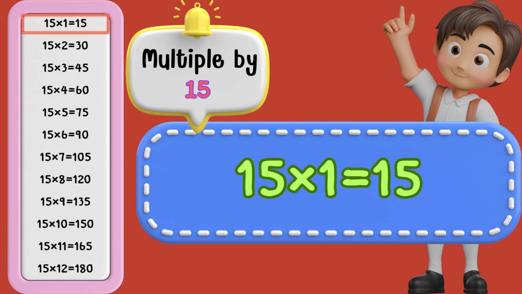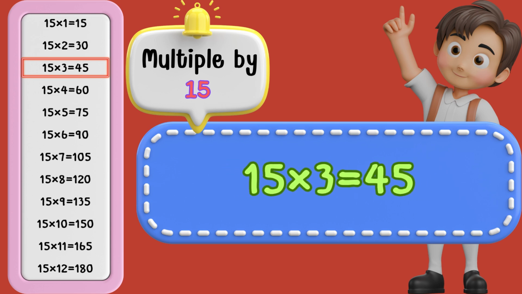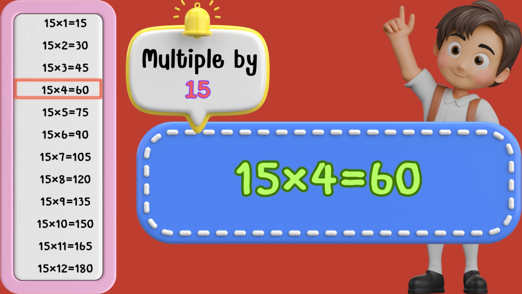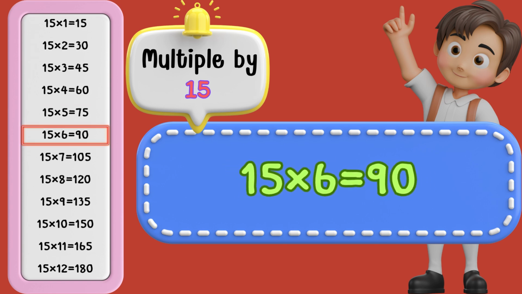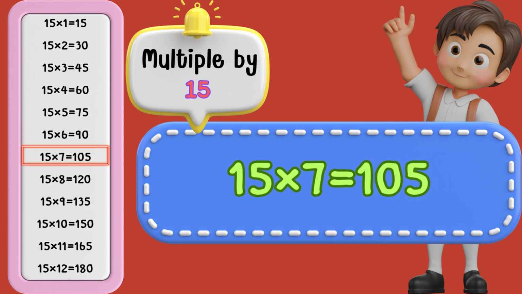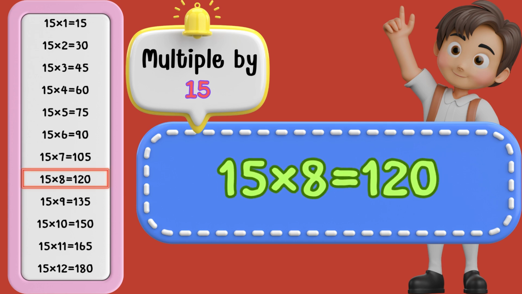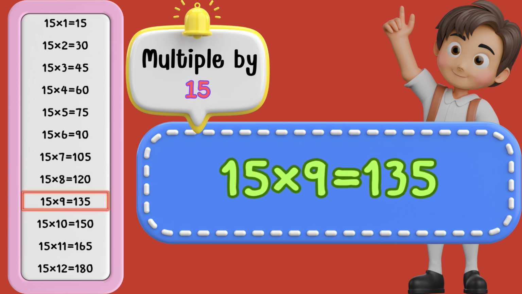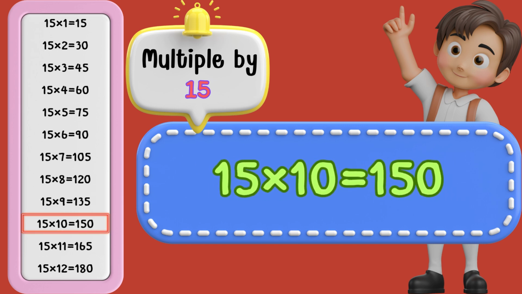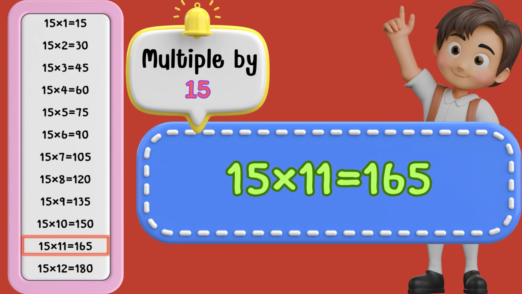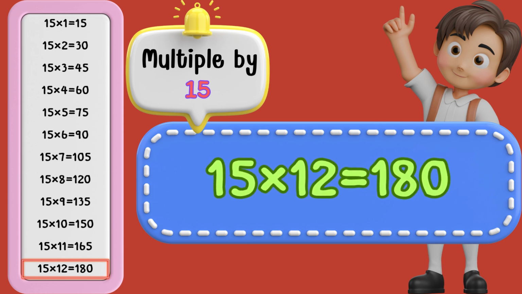15 times 1 is 15. 15 times 2 is 30. 15 times 3 is 45. 15 times 4 is 60. 15 times 5 is 75. 15 times 6 is 90. 15 times 7 is 105. 15 times 8 is 120. 15 times 9 is 135. 15 times 10 is 150. 15 times 11 is 165. 15 times 12 is 180.